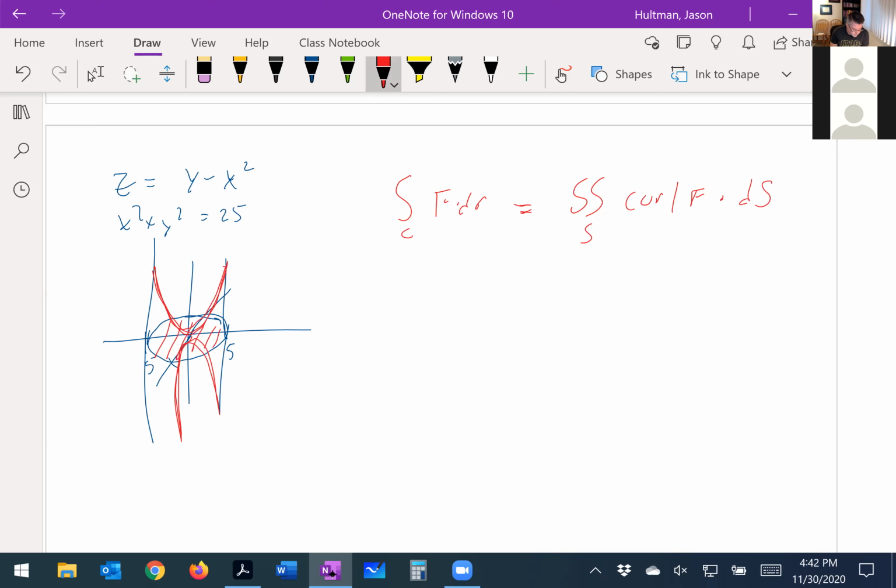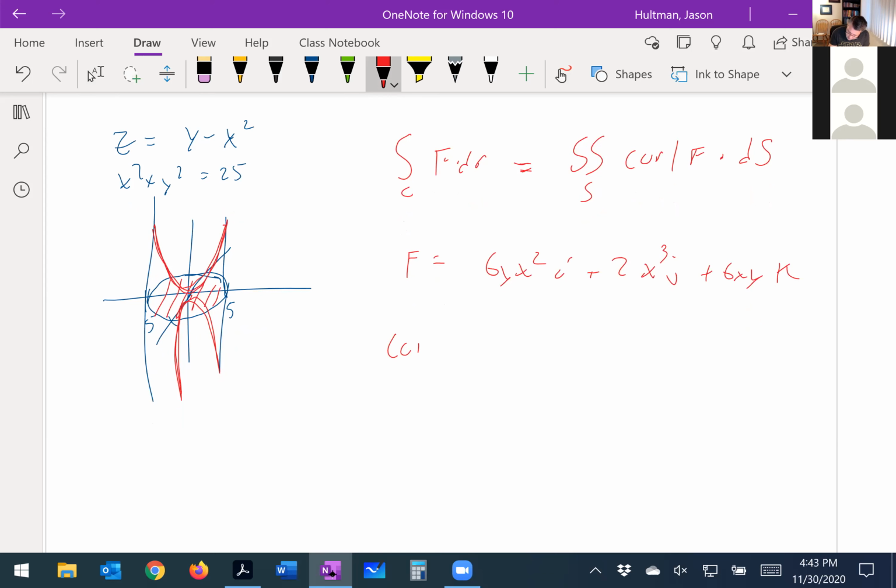Okay. So let's find the curl of F in this thing. Well, first, what's F? F is equal to 6yx squared i plus 2x cubed j plus 6xy k. Good. Okay, so let's find the curl of F.